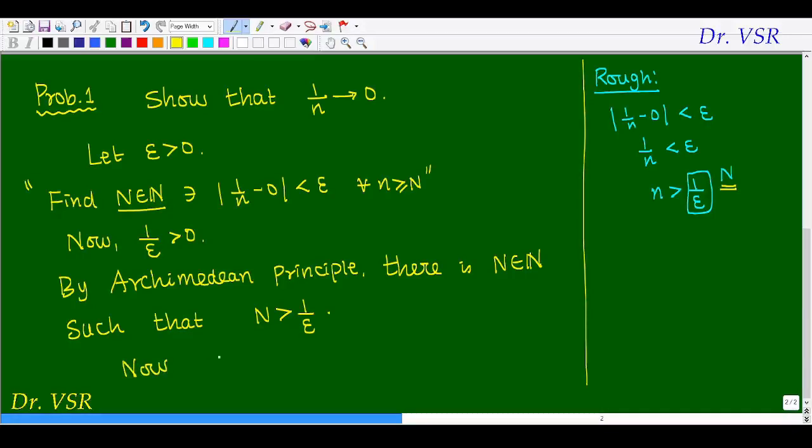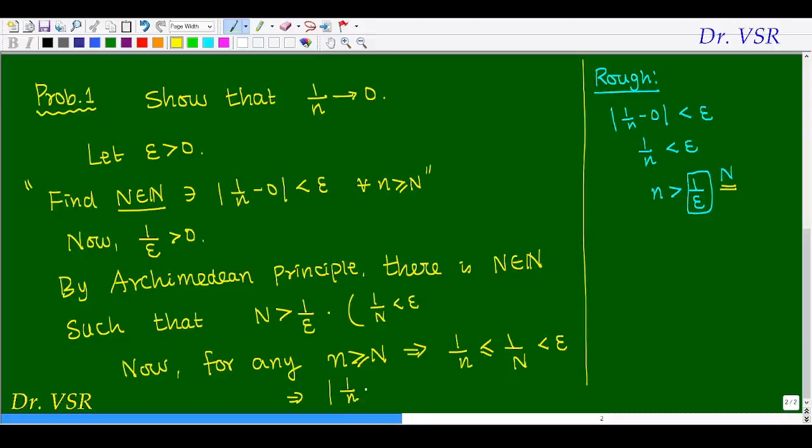Now for any n greater than or equal to natural number N, this implies that 1 by n is less than or equal to 1 by capital N, and 1 by capital N is strictly less than epsilon. So this implies that modulus of 1 by n minus 0, which is equal to 1 by n, is less than epsilon for every n greater than or equal to natural number N.